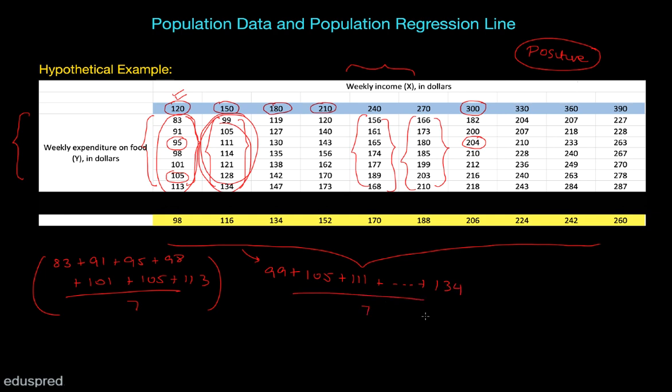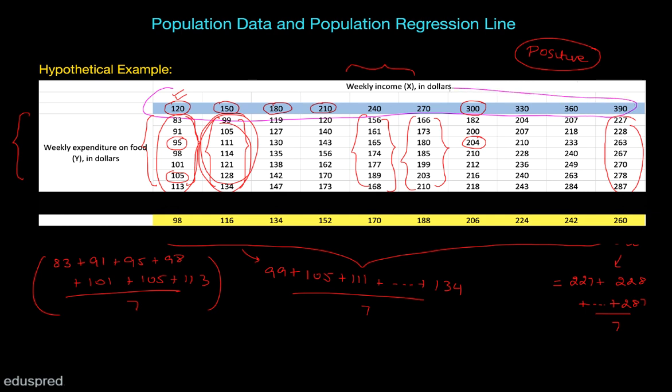divided by 7. Similarly, this 260 that you see in the last column is the average of the weekly expenditure on food for these 7 households. So this 260 is equal to 227 plus 228 and this is going on till 287 divided by 7. The numbers that you see in this yellow line are the averages of the respective columns. And the reason I'm doing this is because it becomes really easy to take a look at the average values and try to figure out the relationship. Now for a minute, try to ignore all these multiple numbers that I have written over here and only focus on these income values.